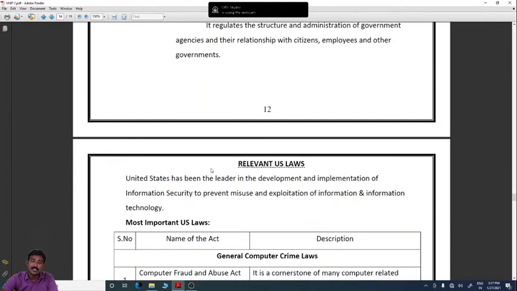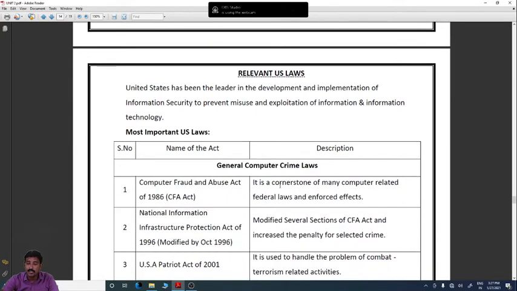Information security laws are mainly focused on the US, because the US is the leader in the development and implementation of information security, in order to prevent the misuse and exploitation of information and information technologies. The most important laws first focus on computer crimes. The first is the General Computer Crime Law.